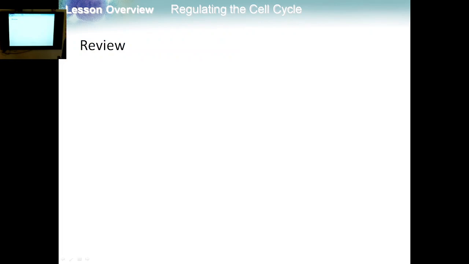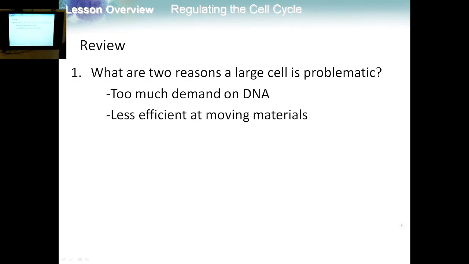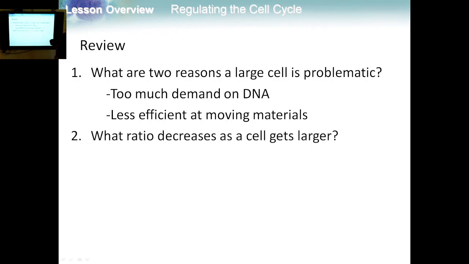Okay, let's make a quick review. What are the two reasons a large cell is problematic? The first one is too much demand on the DNA, and the second one is being less efficient at moving materials. So the cell needs cell division because it has two problems. The first one, too much demand on the DNA. The second one, less efficient at moving materials.